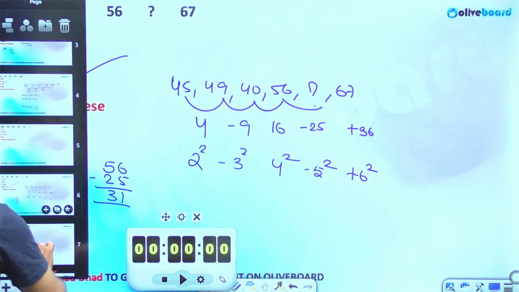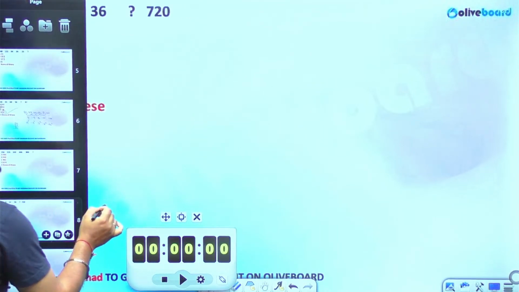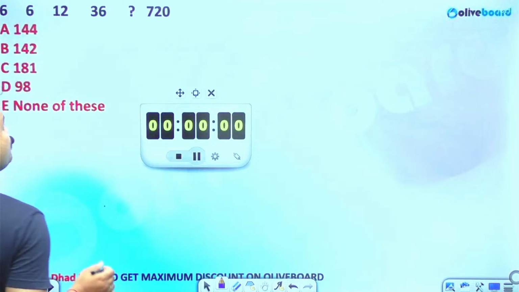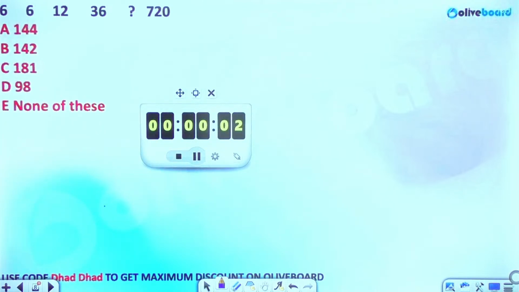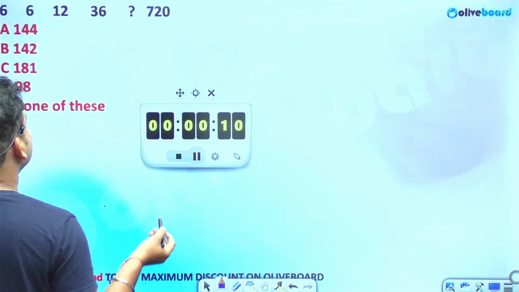Thirty-one. Now next question. This is an important pattern. This is the most important and most frequently asked pattern. This you can do orally.